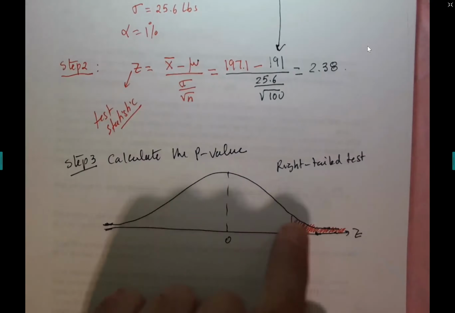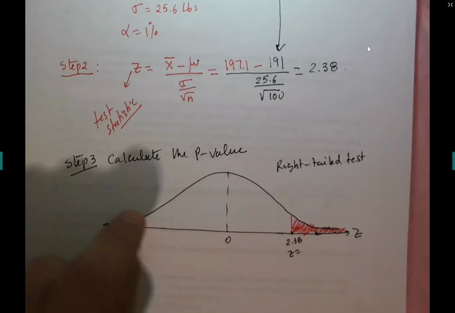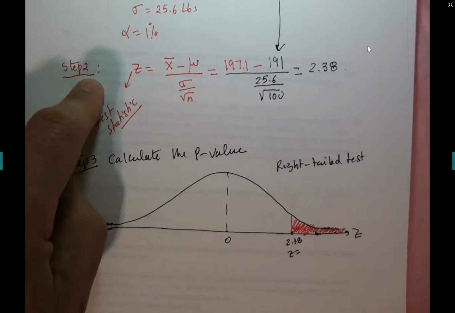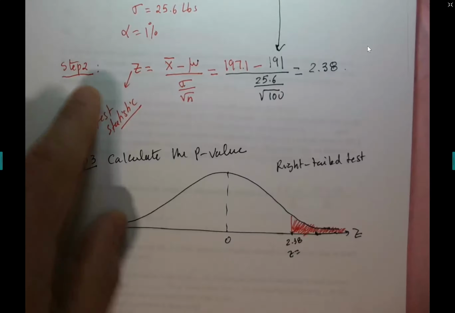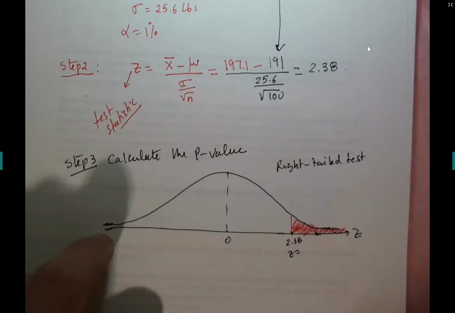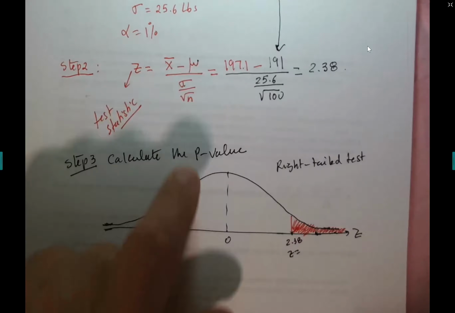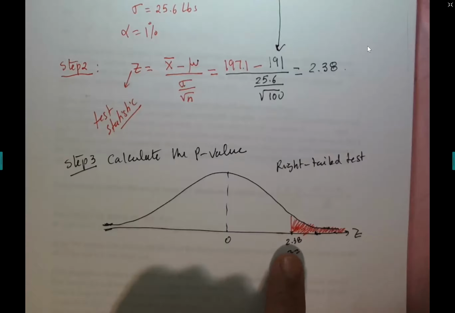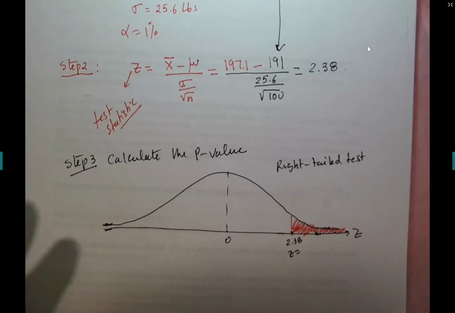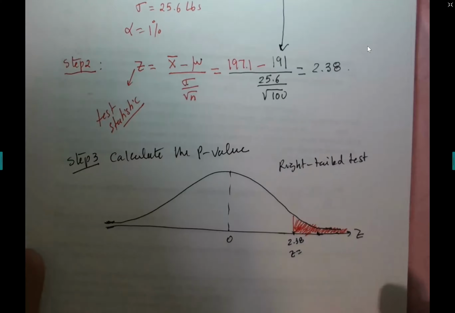If this was a left tail test, guys, the p-value will be the area to the left of what you get in step number 2. And if this was a two-tail test, the p-value will be the area to the right and to the left of what you get in step number 2. So 2.38. Does anyone still remember how to find the area to the right of 2.38? This is chapter 5, guys. Anyone remember how to do it?